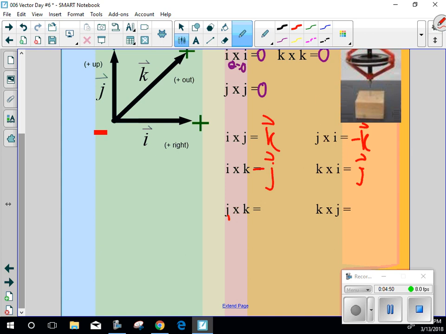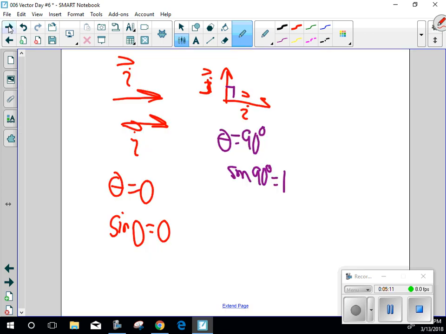K is up. K is out. So J cross K is going to be I. And then what is K cross J going to be? Negative I. Well, wouldn't it be nice if you didn't have to do that? That's annoying, don't you think? That's annoying.